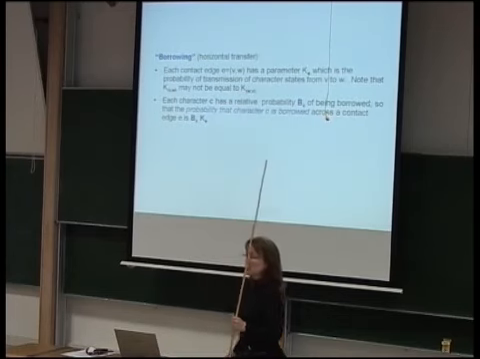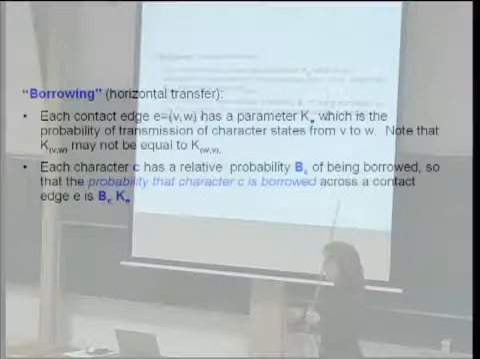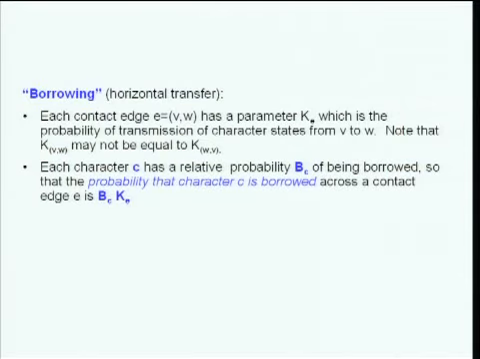Now, borrowing we model in the following way. The contact edges have actual probabilities of transmitting characters on them, period. So that has to do with the fact that they are a contact event. There's a certain strength to that contact event, what's going on there.